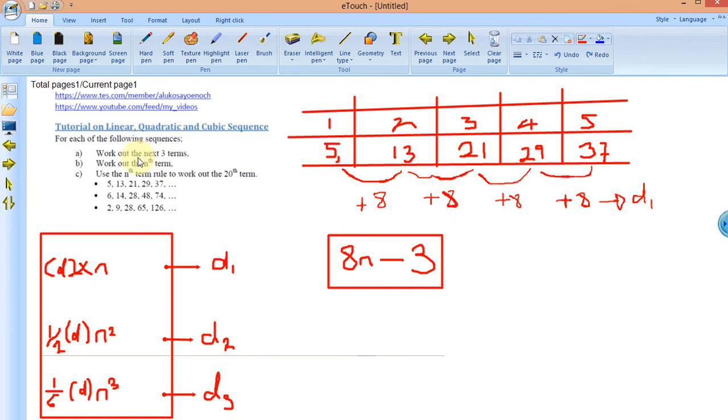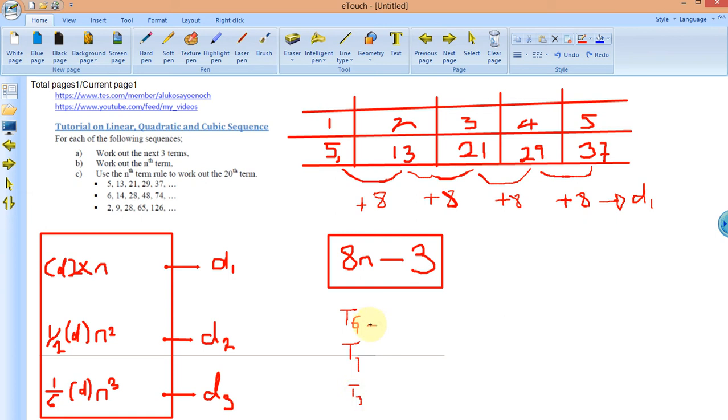Now we have to work out the next 3 terms. So this is T5. So T6 now, when n is 6. So I'm to work out the next 3 terms, that means T6, T7, and T8. That'll be the next 3 terms.